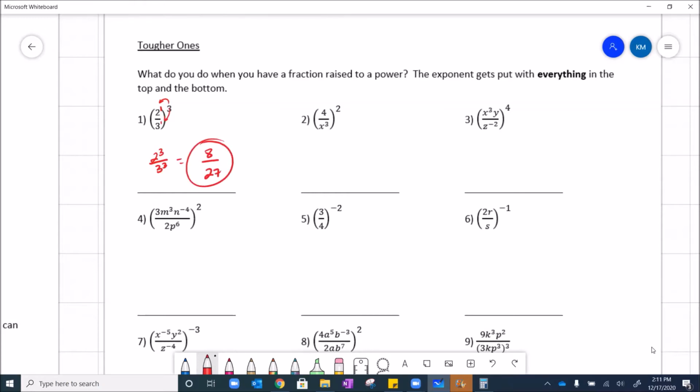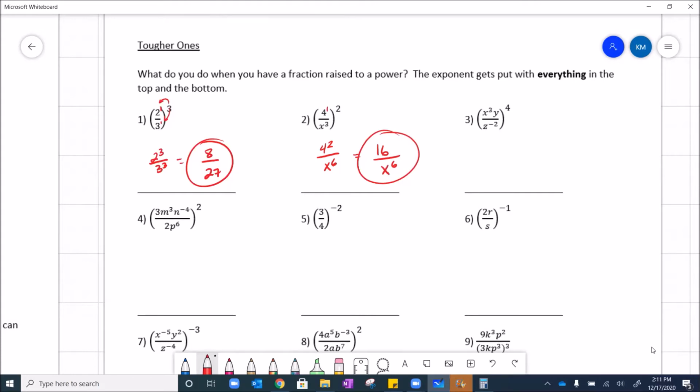Okay, number 2. We have 4 squared over 8 x to the 6th. And so that is 16 over x to the 6th.